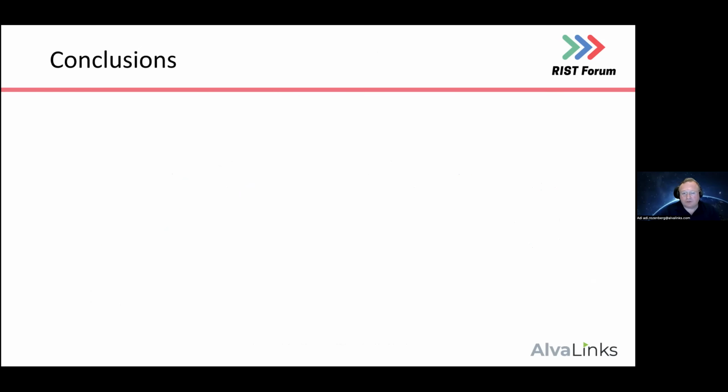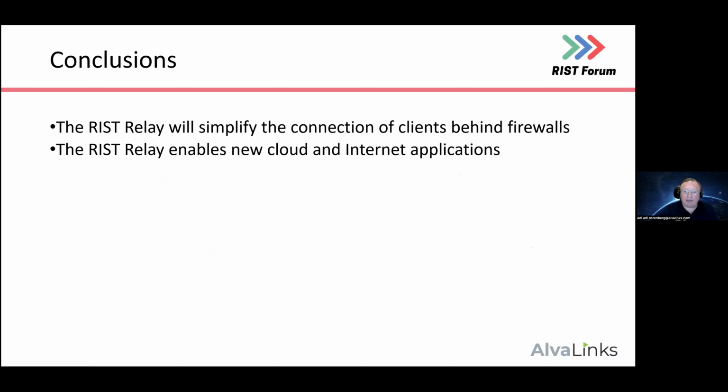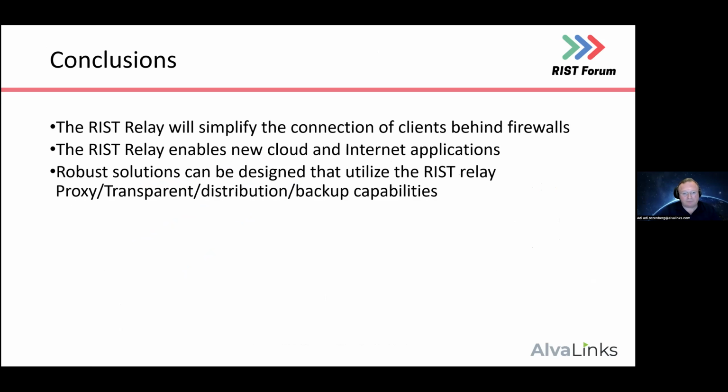So the conclusions are: the RIST relay will simplify the connection of clients behind firewalls. It will enable new cloud and internet applications to rise. It's a robust solution that can be designed to utilize the RIST relay. Robust solutions will be able to utilize RIST relay proxy, transparent distribution, and backup capabilities for their new applications. It is very IT friendly.